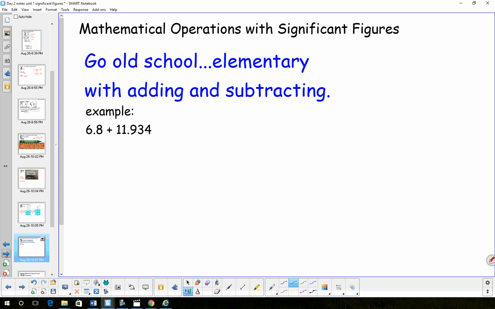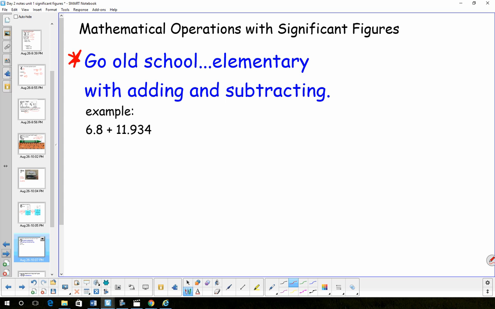Okay, we're going to have to add things with significant figures and subtract things. And I say go old school. Go back to elementary. How did you add things or subtract things in elementary school? Okay, when your fingers didn't work, how did you add or subtract them? When it got too big? One on top and one on bottom.